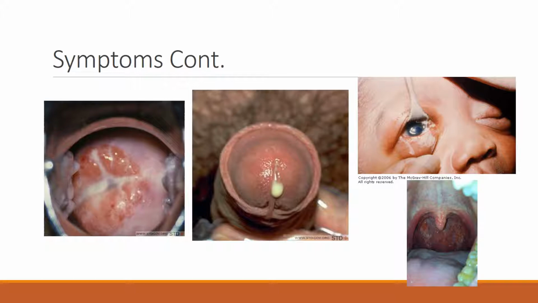A little bit more of a purulent discharge here in the penis and that poor baby's eyes. And the sore throat, I mean, that looks like it could be an upper respiratory infection. It's really nonspecific.